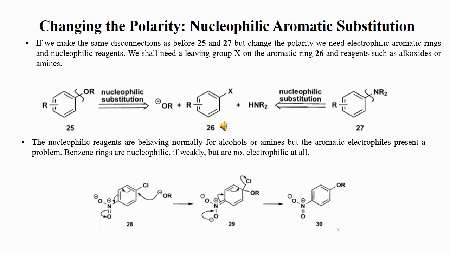Like in this reaction down here, there is a nucleophile OR attacking 28, attacking an electron deficient position to which chloro is attached, and the resonance is taking place. 29 is being formed here. Now when the negative charge on the oxygen of nitro moves back, the whole resonance will move back, and ultimately chlorine will be replaced from here, and 30 will be formed. We shall be discussing this further on the next slide.